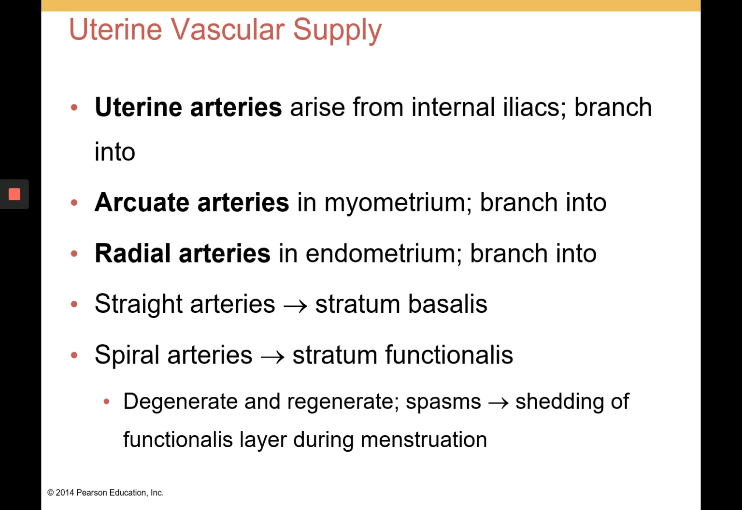Branching off of uterine arteries are arcuate arteries. The arcuate arteries are in the myometrium and branch into radial arteries, and the radial arteries are in the endometrium and they branch into straight arteries. Make sure you know that straight arteries are of the stratum basalis, and branching off of the straight arteries are spiral arteries. They are of the stratum functionalis, and it's these spiral arteries that can degenerate and regenerate via spasms, which cause the shedding of the functionalis layer during menstruation.